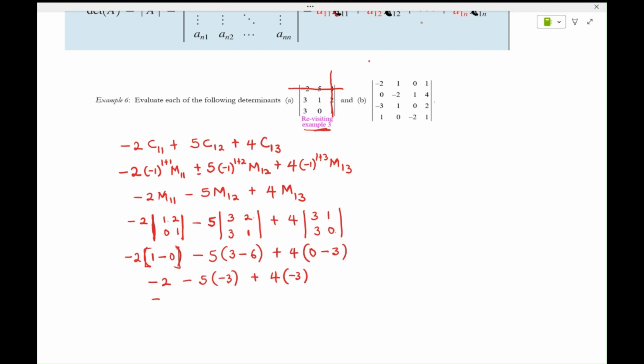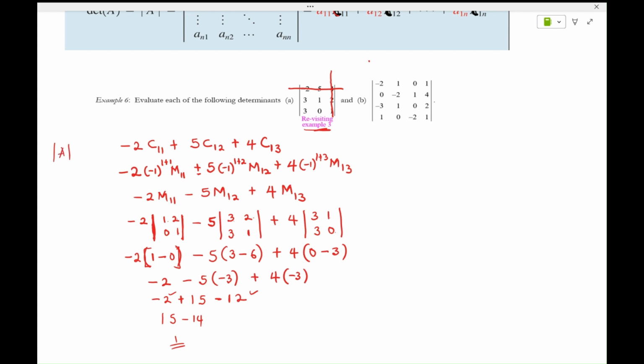So this is minus 2, plus, this is going to be plus 15, right? And this is going to be minus what? Minus 12. So you see that this is nothing but 15 minus 14, because minus 2 minus 12 is minus 14. And you can see that the answer is 1. So this is how to find the determinant.